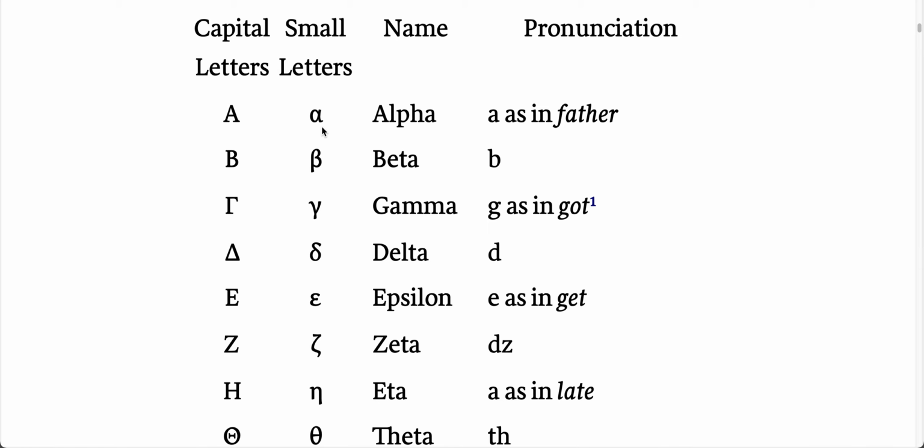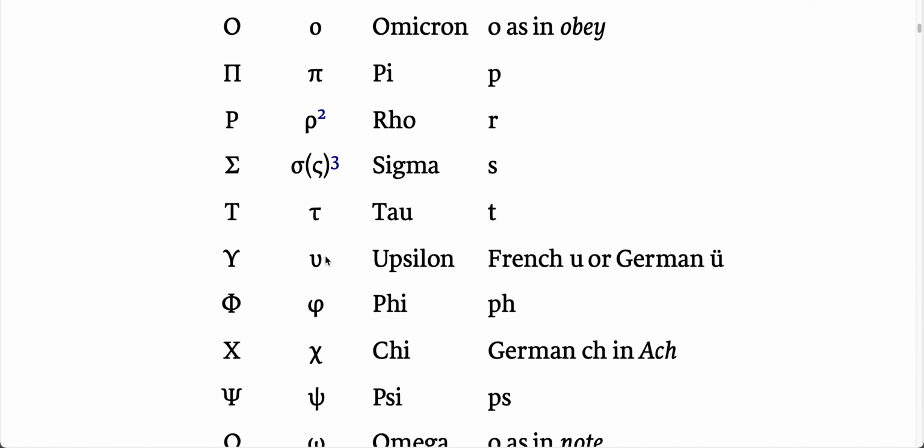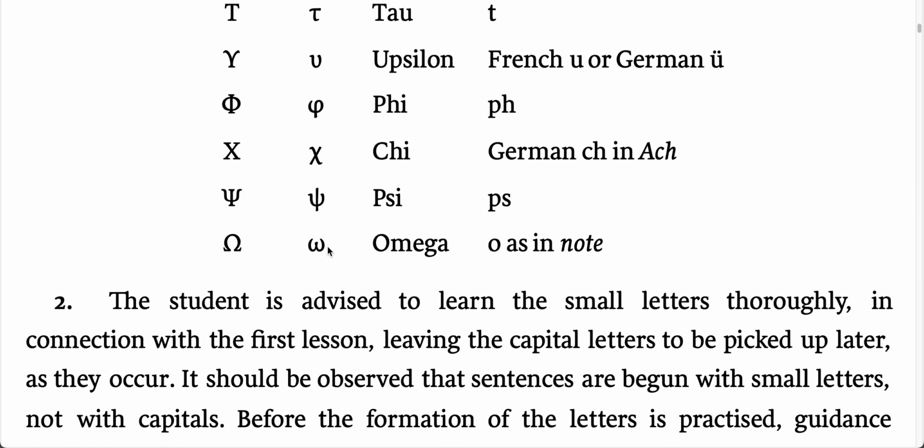And as you draw the letters, when you draw the alpha, the beta, gamma, say to yourself, alpha, A as in father, beta, B, gamma, G as in got. So you want to say that to yourself and be able to also know the order of the letters. Everything from alpha, beta, gamma, delta, and so on, all the way down to the omega.